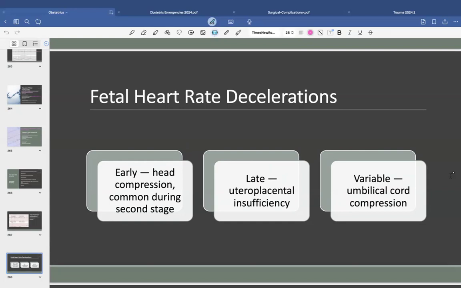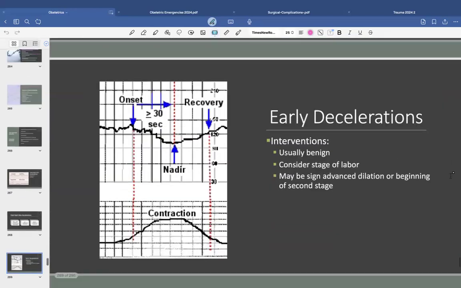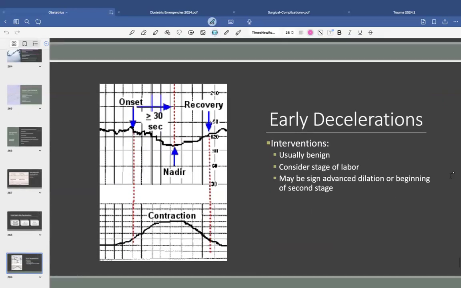The early decelerations are usually benign. You want to consider the stage of labor when you're seeing these. They begin near the onset of a uterine contraction, and their lowest point occurs at the same time as the peak of the contraction. So you'll see this is when the contraction began. The deceleration starts here, and its lowest part matches with the peak of the contraction.